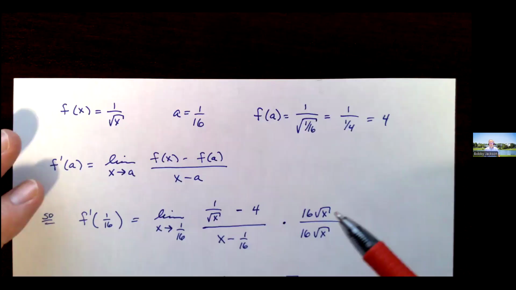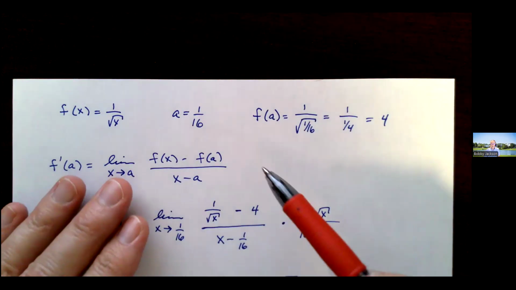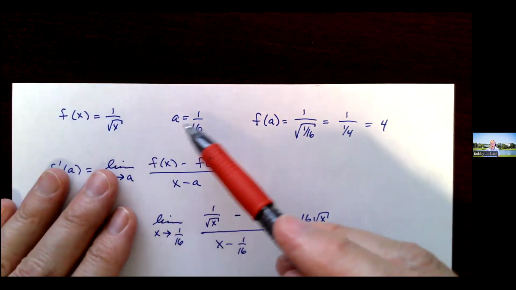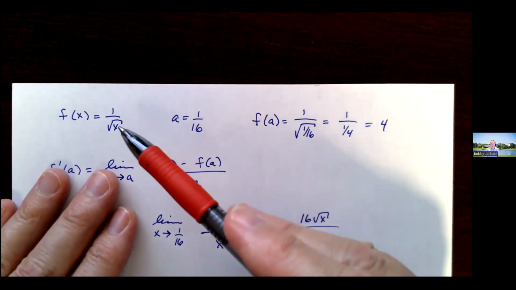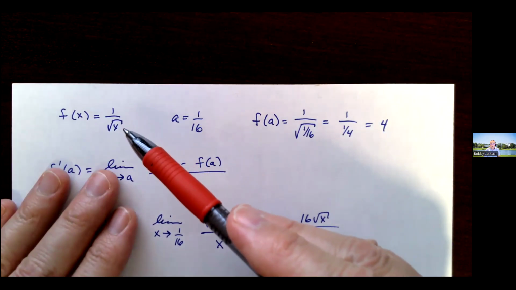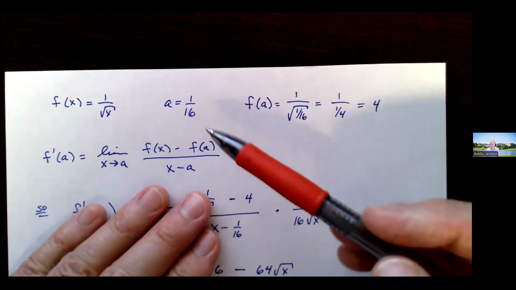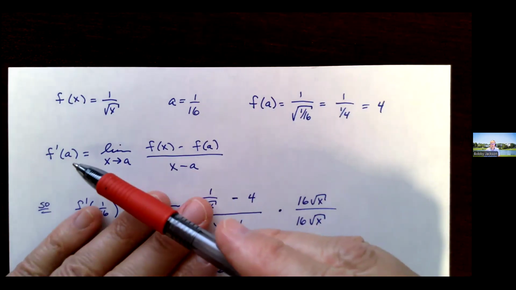So in this problem, we are asked to find the derivative of the function f of x at this value of a. In other words, we're asked to find f prime of a. And I'm going to use this limit definition. There's two of them that we could use. This one I think is a little bit better.